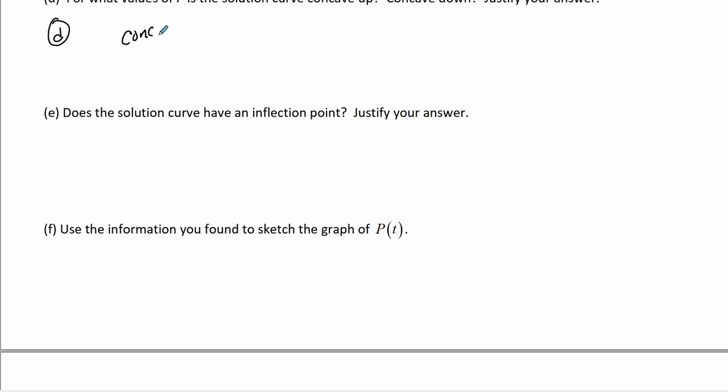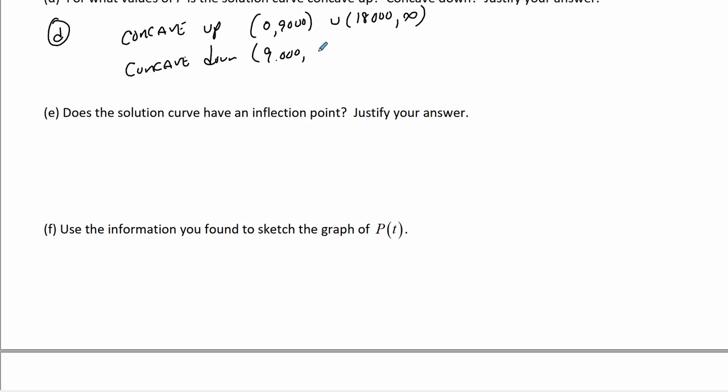So concave up when it's from 0 to 9,000, union 18,000 to infinity. Concave down at 9,000 to 18,000. And then that's it, right? There's no other one. Okay. So there we go.